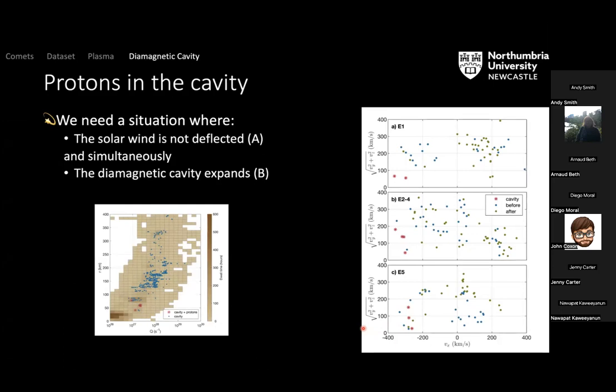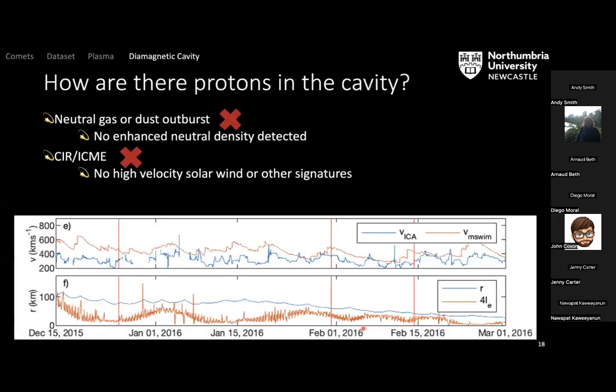And there's a bunch of things that can cause this. We can go through all of them. So the first one would be a neutral gas or dust outburst. So basically, sometimes the comet goes a bit crazy and spits out all the gas, but there's no enhanced neutral density during any of these events, so we can rule that out. There could also be a CIR or ICME impact. We've observed those at comets before, and they do lead to an extension of the diamagnetic cavity, and they do influence the solar wind velocity.